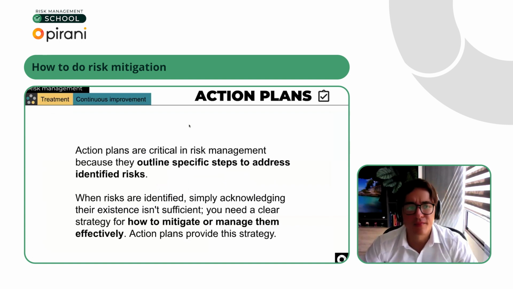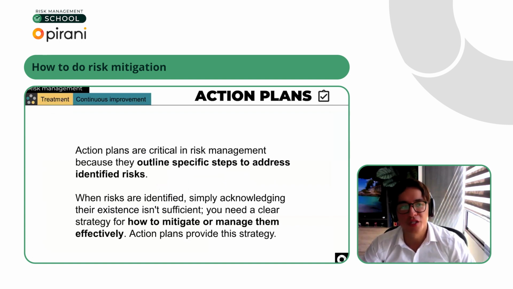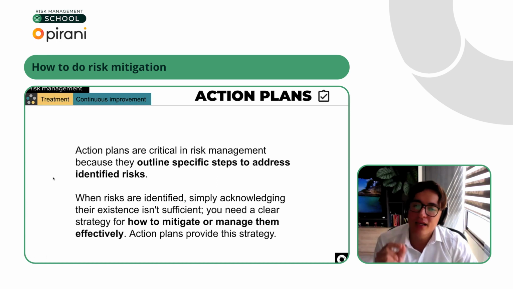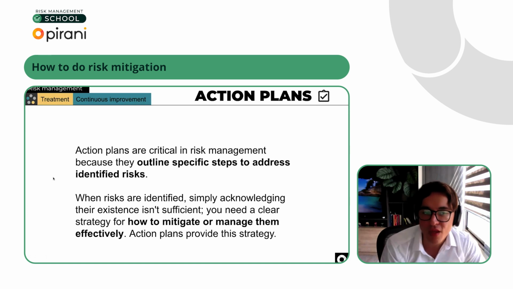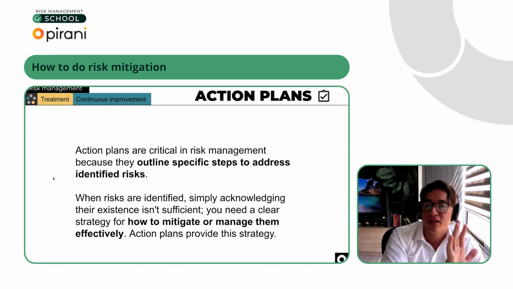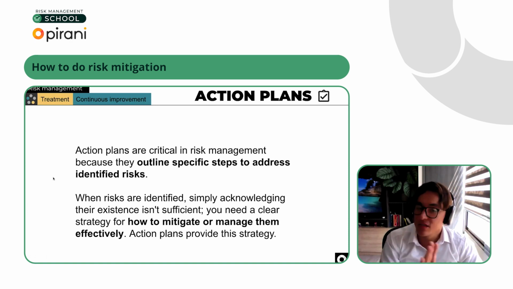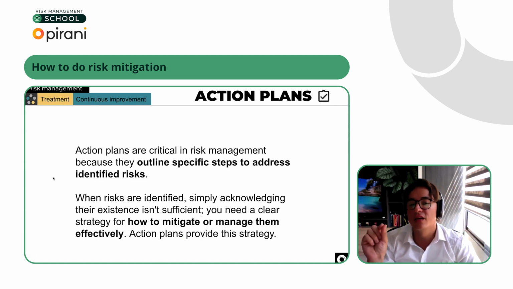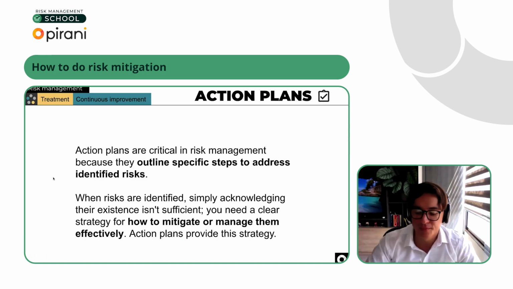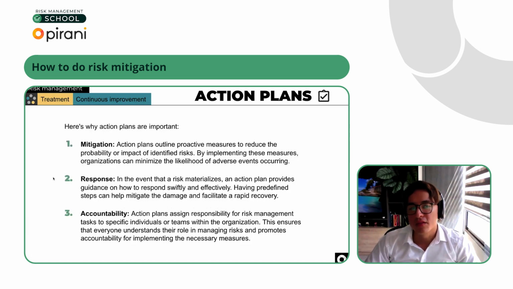So action plans, I'm going to put it like a treatment and a continuous improvement in the risk management cycle, and they are definitely critical in risk management because they outline specific steps to address identified risks. When risks are identified, simply acknowledging their existence isn't sufficient. You need a clear strategy of how to mitigate or manage them effectively. Action plans provide this strategy. So here's why action plans are important.